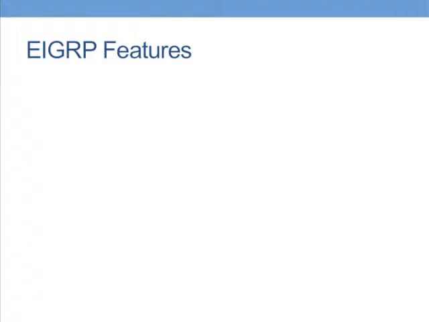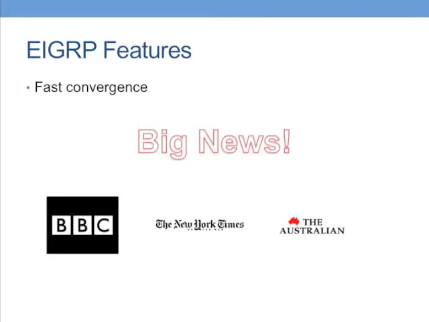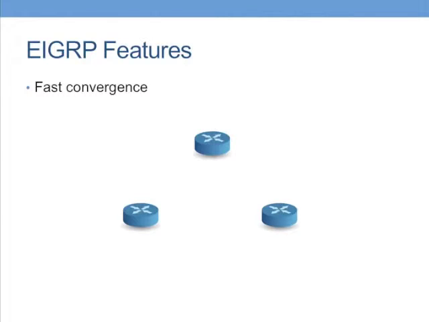The key to EIGRP is that it has fast convergence. It converges as fast as any other routing protocol. This is important. Convergence is important. For an example, if there's a big news event in Europe, and all the news agencies eventually want to pick this up, but initially, the BBC gets the news event. And when that happens, the whole world does not know about this big news event. The news is not converged throughout the news agencies. All of the people in the world don't know. But when the New York Times pick it up and the Australian picks it up, the world knows about this important information. That's convergence.